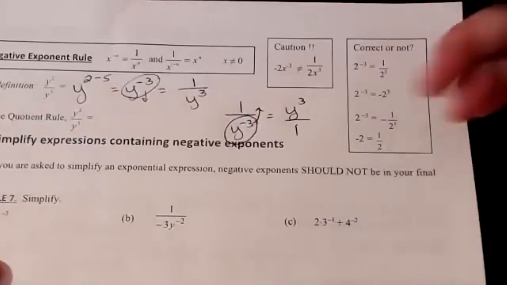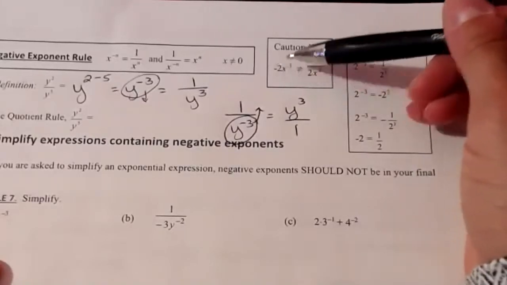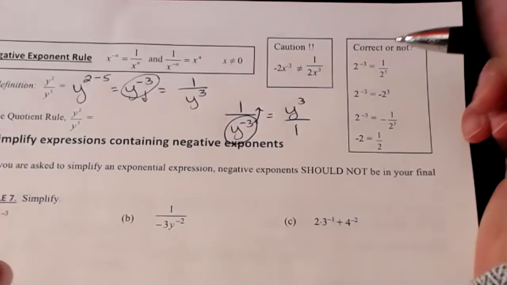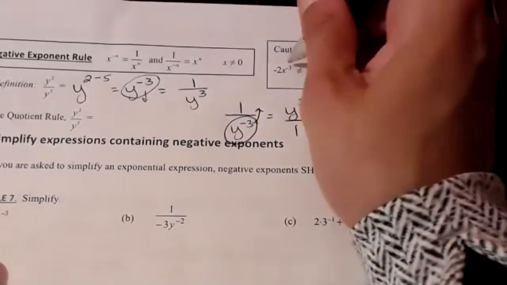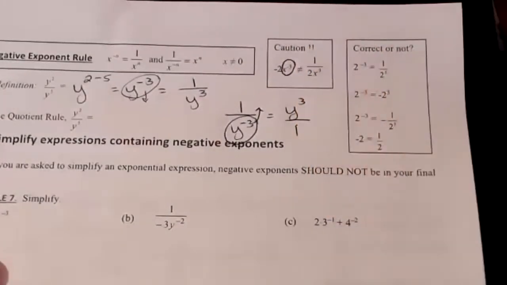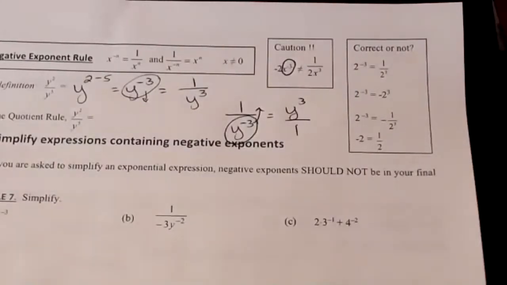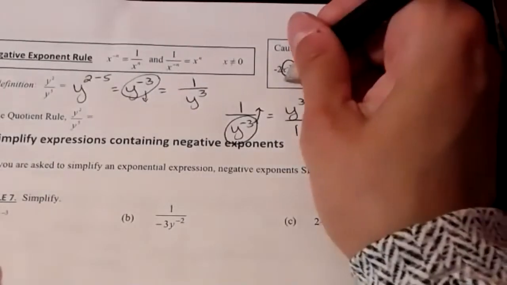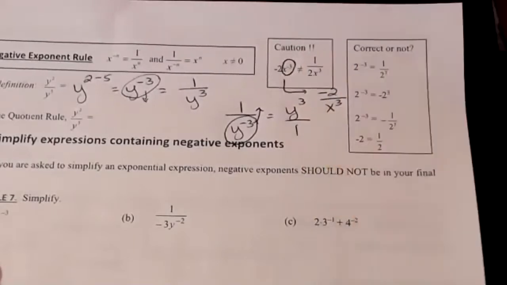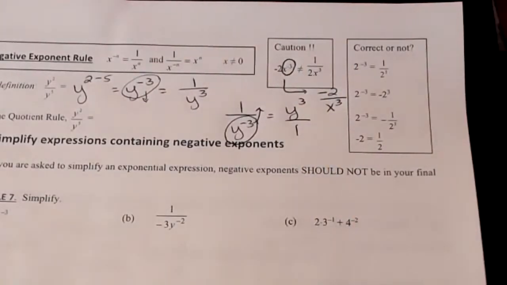Let's look at this box over here. A negative 2x to the negative third is not the same as 1 over 2x to the third. The reason being, the only base being raised to the negative power is that x. So technically, what this should become is negative 2 over x to the third. That's actually how you would rewrite that.